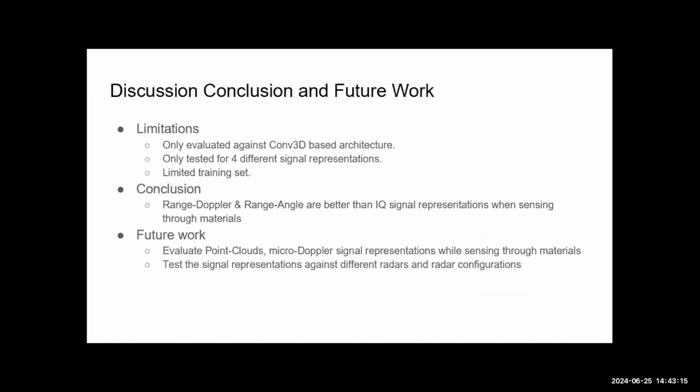And the limitations: as I mentioned earlier, we only evaluated against one network architecture based on convolutional 3D. And so far, we only tested 4 different signal representations. We actually experimented with point clouds, but we couldn't get a good baseline classifier. Basically, the point cloud data didn't work well for the no material condition.